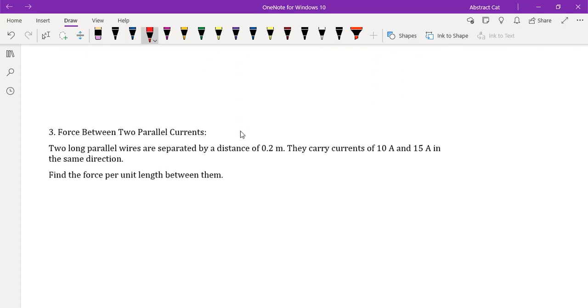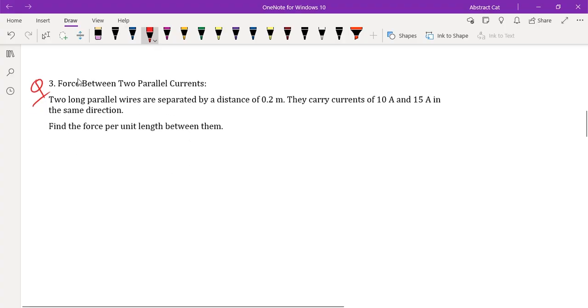Now question number 3. Force between two parallel currents. Two long parallel wires are separated by a distance of 0.2 meter. They carry currents of 10 ampere and 15 ampere in the same direction. Find the force per unit length between them. We know how to solve that and discussed it in theory also: how the force depends on parallel currents, whether both are in the same direction or opposite direction. There is a force, we know that, but here we calculate only force per unit length.